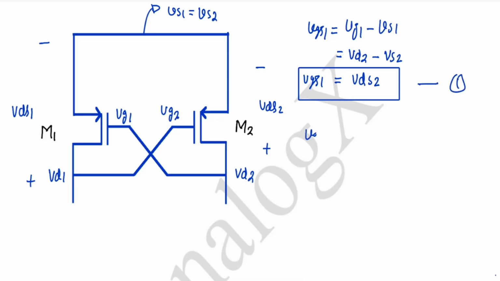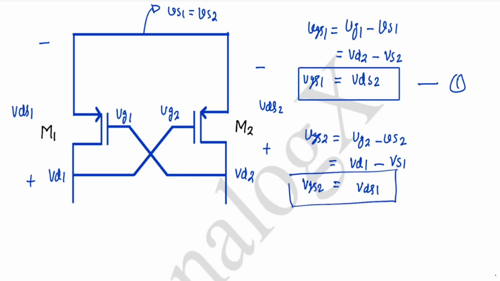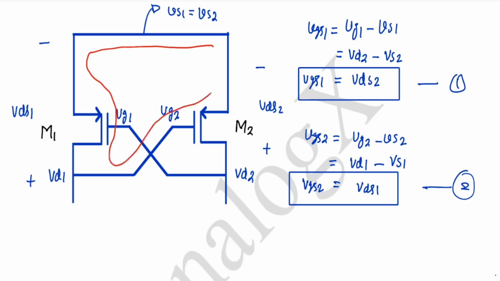Now what will be the VGS2? VGS2 will be VG2 minus VS2, where VG2 equal to VD1 and VS2 equal to VS1. So now this will be VDS1. Again this is also visible in this loop. If we move in this circuit, we will get VGS2 equal to VDS1.